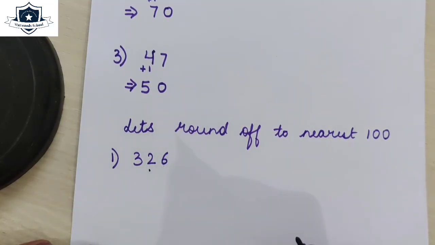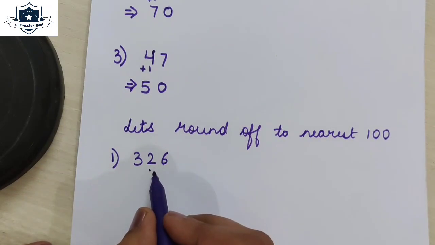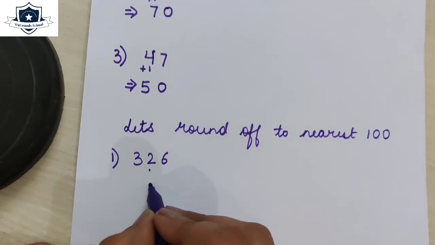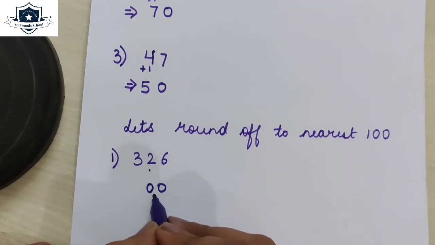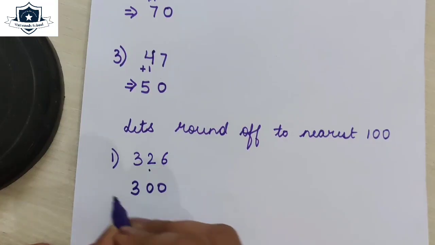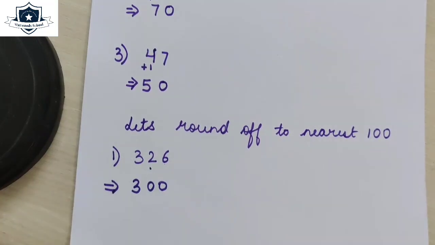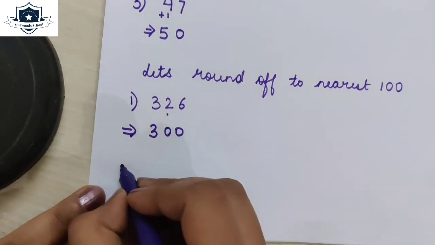Now the second place one, is it falling in 0 to 4 bracket or 5 to 9 bracket? It is falling in the lesser bracket between 0 to 4. So this will become 0 and this will also become 0. And this number will come as it is. So the answer would be 300.